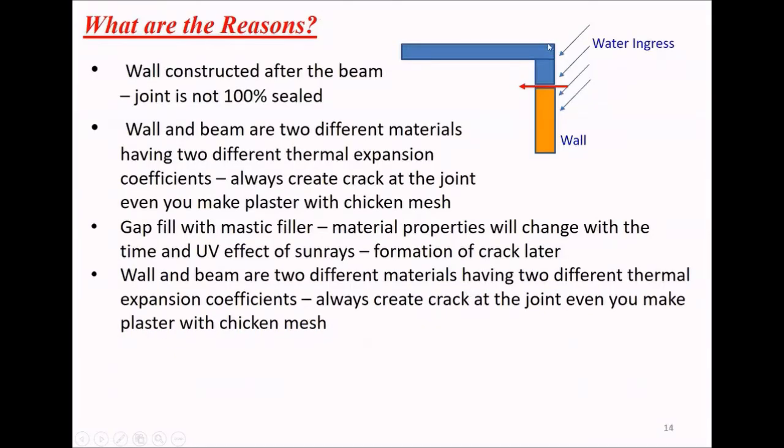So what is the reason? Water ingress from this side, and always this joint, the beam and wall joint, is weak. We cannot expect a good bonding between the beam and wall, because these are two different materials, brick and concrete, with two different thermal coefficients due to the heat. What is happening is it always makes a small crack here.